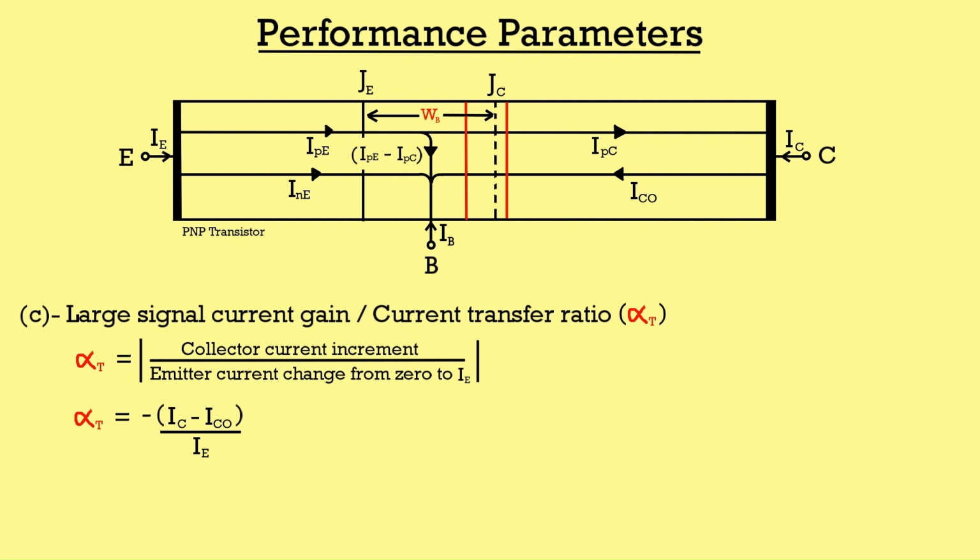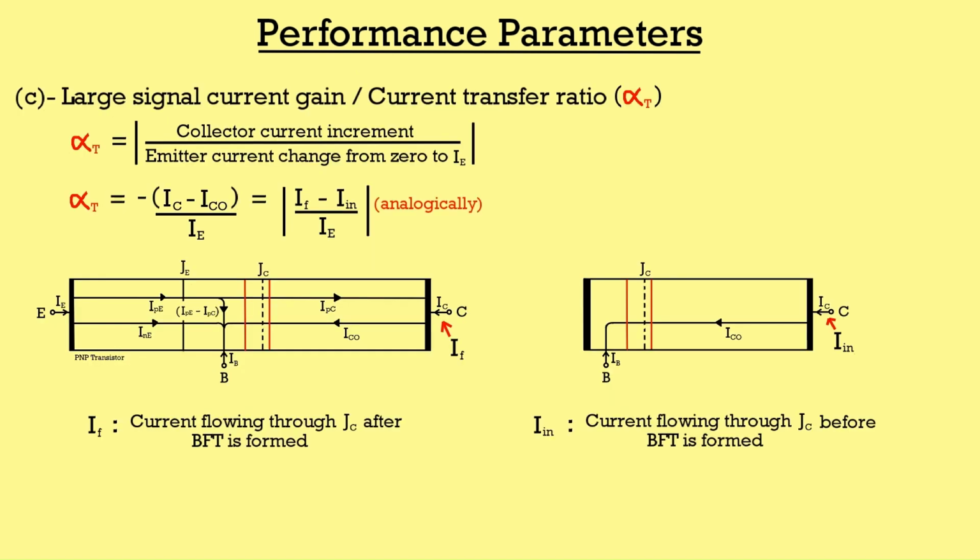You can also say current transfer ratio is equal to final current minus initial current divided by emitter current, where final current is the current in collector junction after BJT is formed, whereas initial current is the current in collector junction before BJT is formed, or in other words, it is the current flowing in isolated reverse biased PN junction.